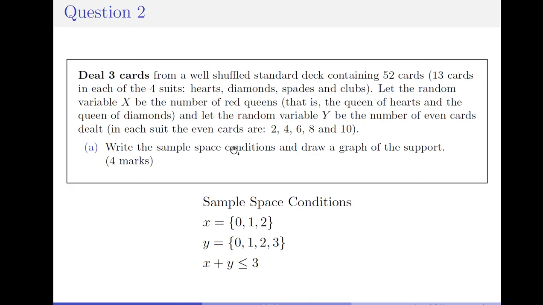And then we continue. x is 2, y is 0; x is 2, y is 1; x is 2, y is 2 we cannot have because 2 plus 2 makes 4 and we're dealing 3 cards. And similarly, we cannot have x is 2, y is 3 because 2 plus 3 makes 5 and we again are dealing 3 cards. So this here corresponds to our graph of the support: x is 2, y is 0; x is 2, y is 1. And that is our graph of the support.